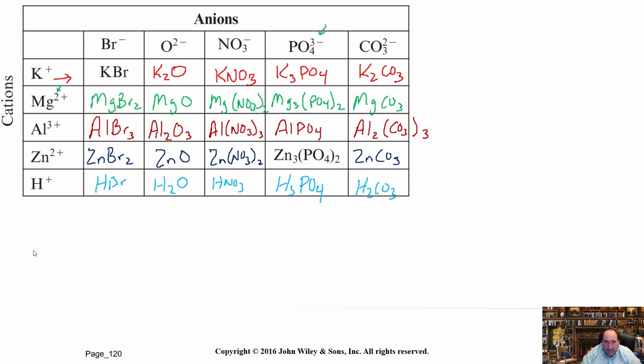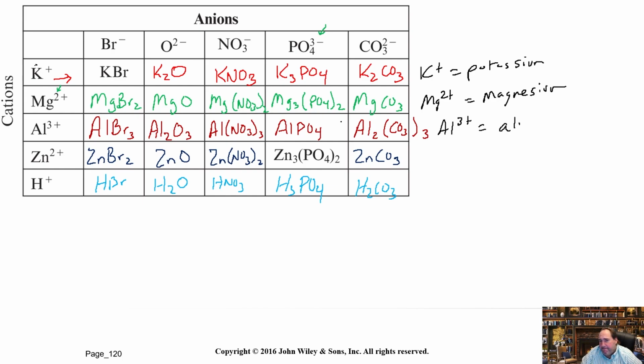Here we go. That there. All right. So let's do some naming here. First off, that is potassium that we have here. So the K plus is potassium. The Mg2 plus is magnesium. The Al3 plus is the aluminum ion. The Zn2 plus is the zinc.